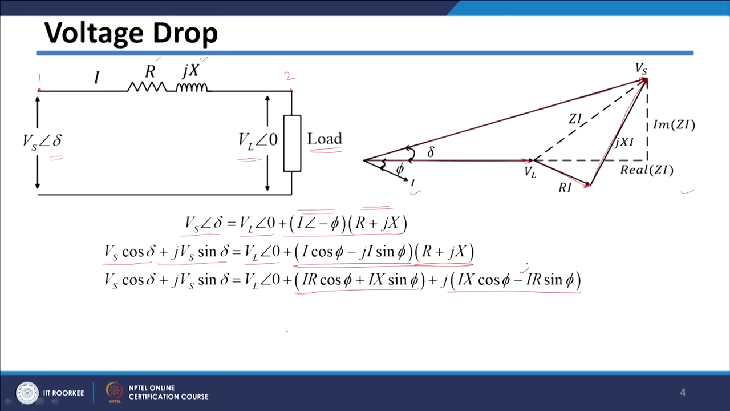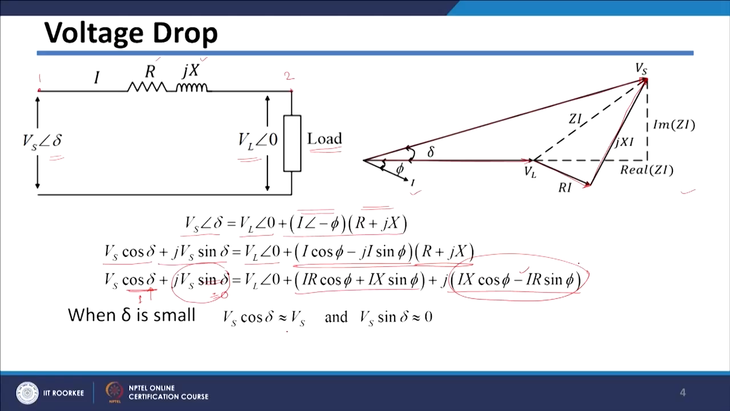Now, we know that in case of distribution system, your angle delta will have a very small value. So, if the delta is small, your cos delta will be approximately equal to 1 and your sin delta will be approximately equal to 0. So, in that case, the imaginary component on the left hand side and the imaginary component on the right hand side will be negligibly small.